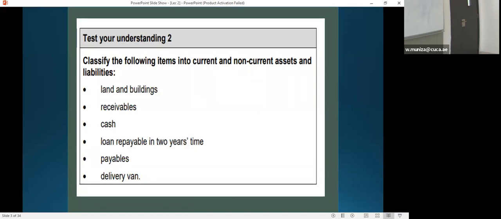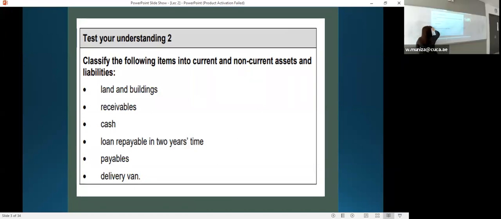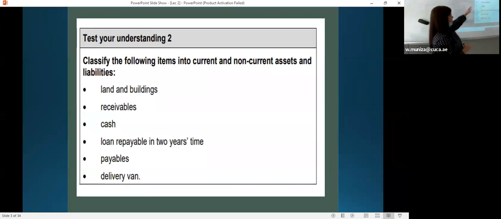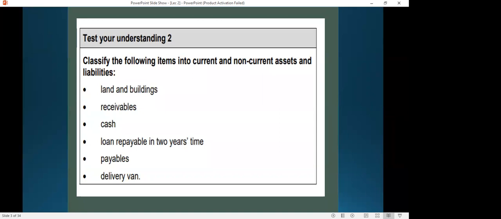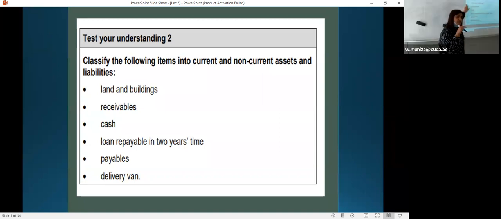Here is understanding number 2, students. They are requiring us to classify the following items into current and non-current assets and liabilities. There are 6 items given to us, and they are asking us which of these are current assets, non-current assets, current liabilities, and non-current liabilities. The first one is land and building. First, tell me whether land and building is an asset or a liability. Asset. It is an asset. Very good. Because it is a resource which will be used within a business in order to increase economic resources.